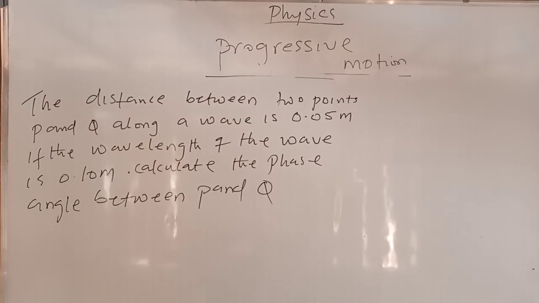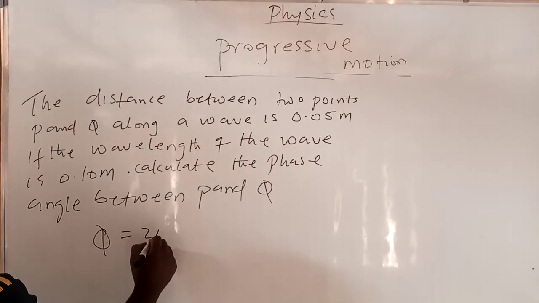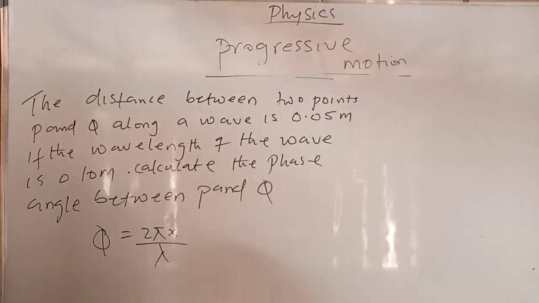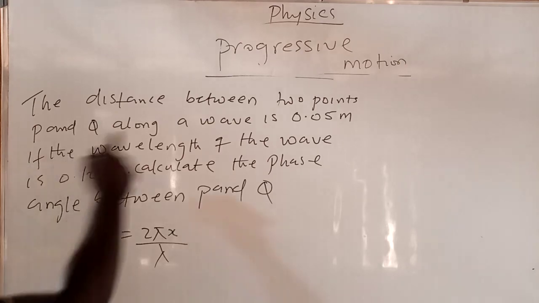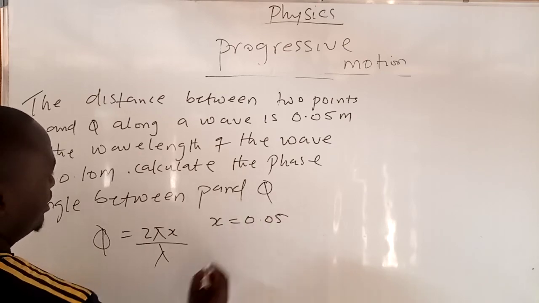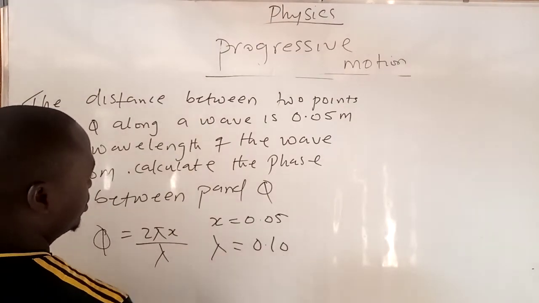The distance between 2 points P and Q along a wave is 0.05 meter. If the wavelength of the wave is 0.10 meter, calculate the phase angle between P and Q. Of course, can you pause the video and do yourself justice? Yes, this is 2πx all over λ. Now, the distance between 2 points P and Q along the wave, which is x, is equal to 0.05. And the wavelength λ is 0.10.